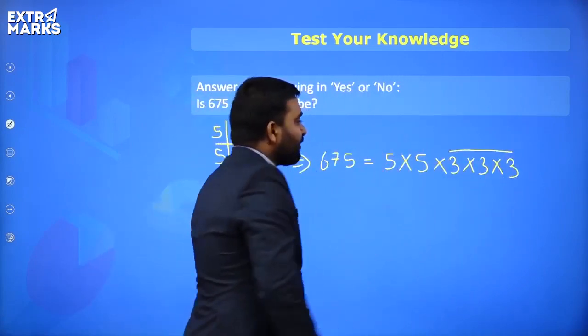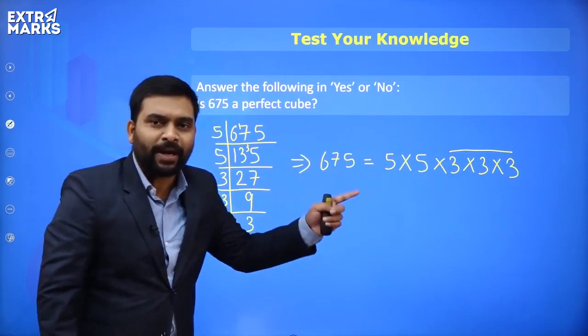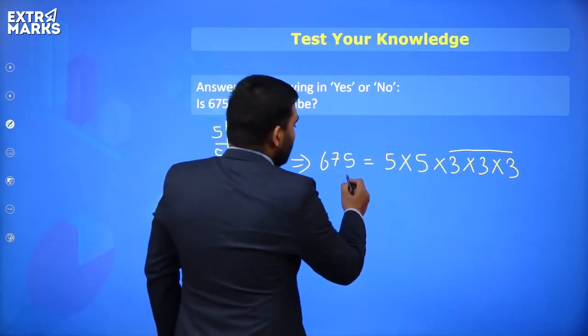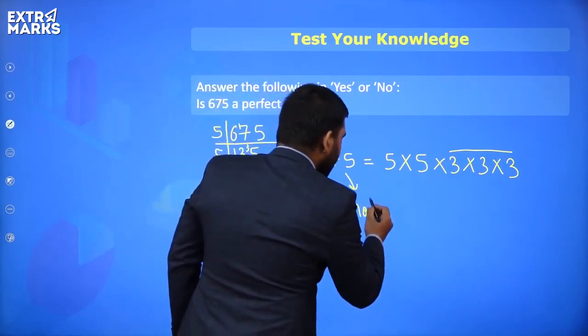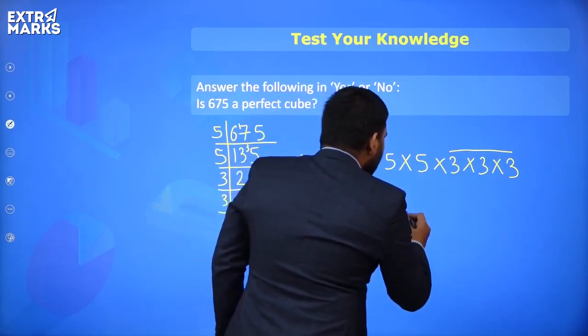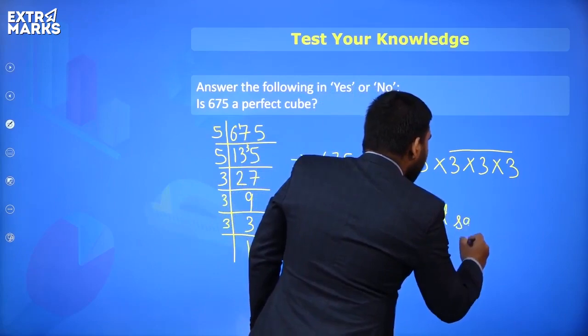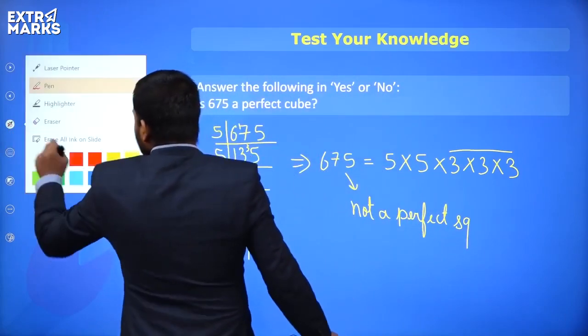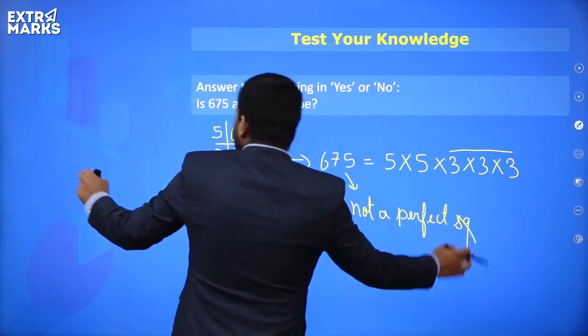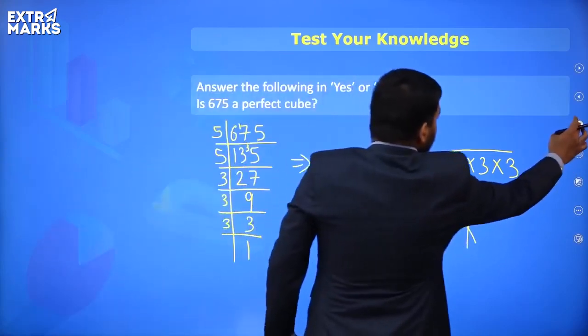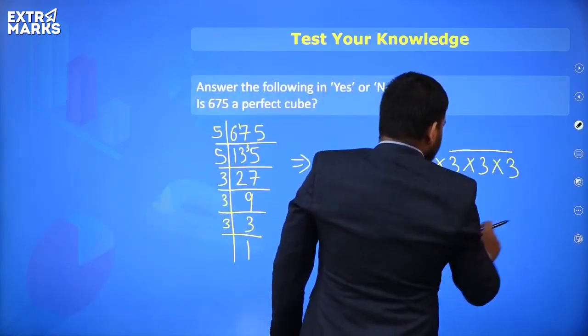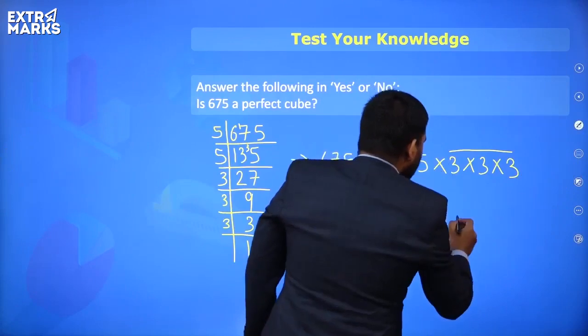But what about this number everyone? This is not paired. So that means this is not a perfect cube. Okay. So it's not a perfect cube. So it is not a perfect cube.